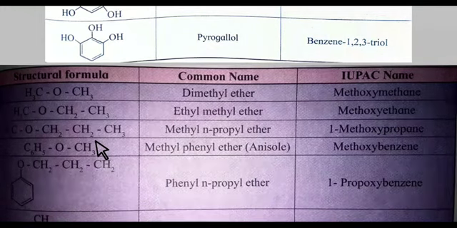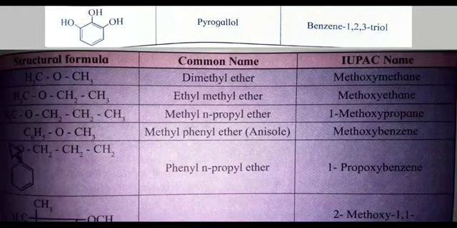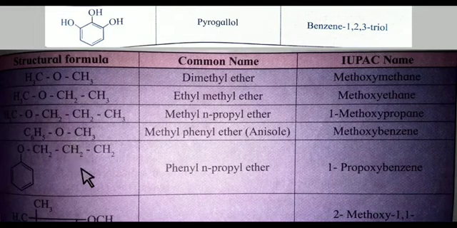Next, one side CH2CH2CH3 means a propyl group is there, and another side a methyl group is there. So it means methyl propyl ether, because there is no branch in the propyl group. Alphabetically you have to name it. Next, C6H5OCH3. So it is methyl phenyl ether, and you can say it anisole. The most common name of this compound is anisole. Now next is an aromatic ring containing OCH2CH2CH3, meaning one side is phenyl, another side is propyl, attached with oxygen. So it will be phenyl propyl ether.